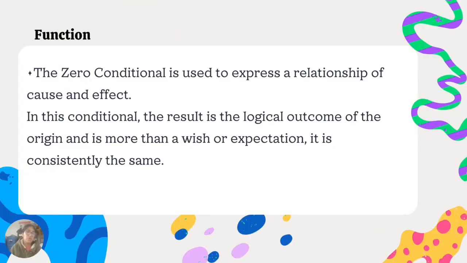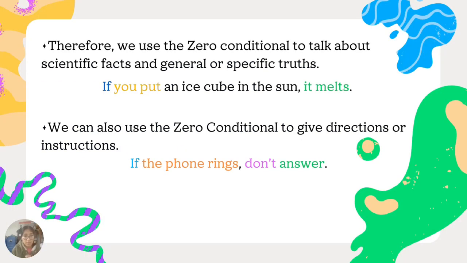Function. The zero conditional is used to express a relationship of cause and effect. In this conditional, the result is the logical outcome of the origin and is more than a wish or expectation. It is consistently the same. Therefore, we use the zero conditional to talk about scientific facts and general or specific truths.